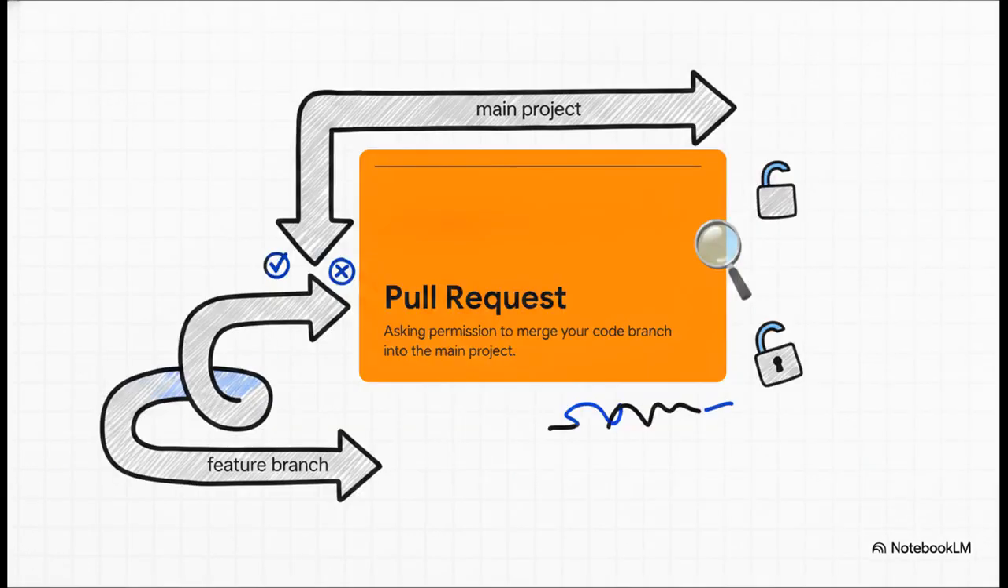But how do you bring those branches back together safely? That's where a pull request, or a PR, comes in. Basically, you're asking for permission. You're telling the team, hey, I've pushed changes to my feature branch and I want to merge them into the main project. This gives senior developers the chance to review your code, drop some comments, catch any bugs, and formally approve your changes before they ever go live.